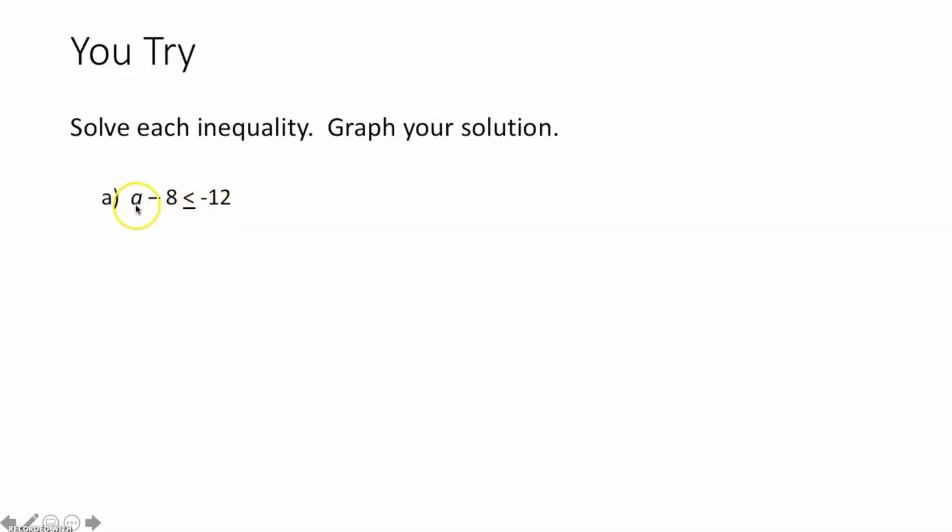So we start with anything added or subtracted to our variable, so this minus 8 has to go. What's the opposite of minus 8? Plus 8. So we're going to add 8 to both sides. That way these cancel out, and we're left with A is less than or equal to negative 4.